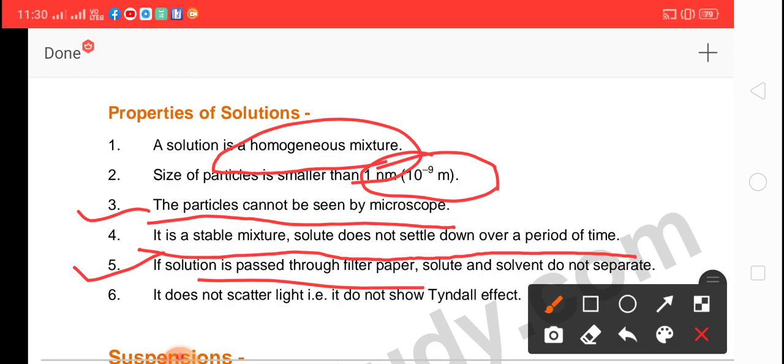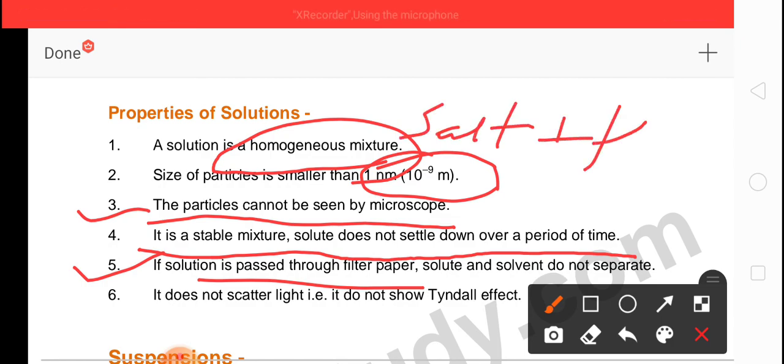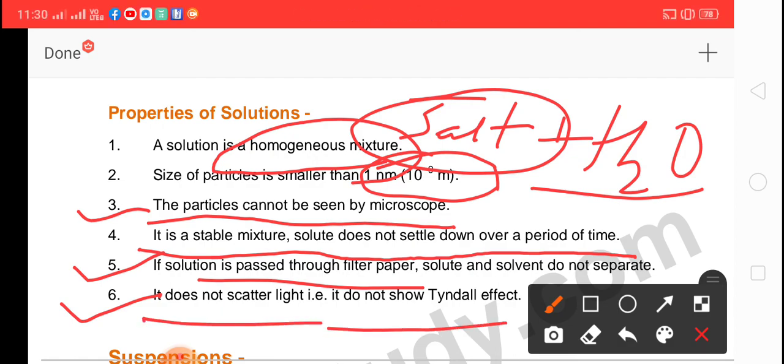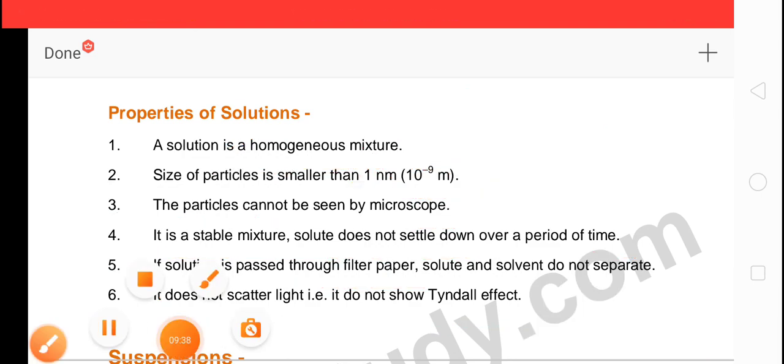Suppose we add salt in water. We cannot separate the salt from the water. A solution doesn't scatter light, so it doesn't show the Tyndall effect, because the beam of light doesn't scatter when we shine the torch.